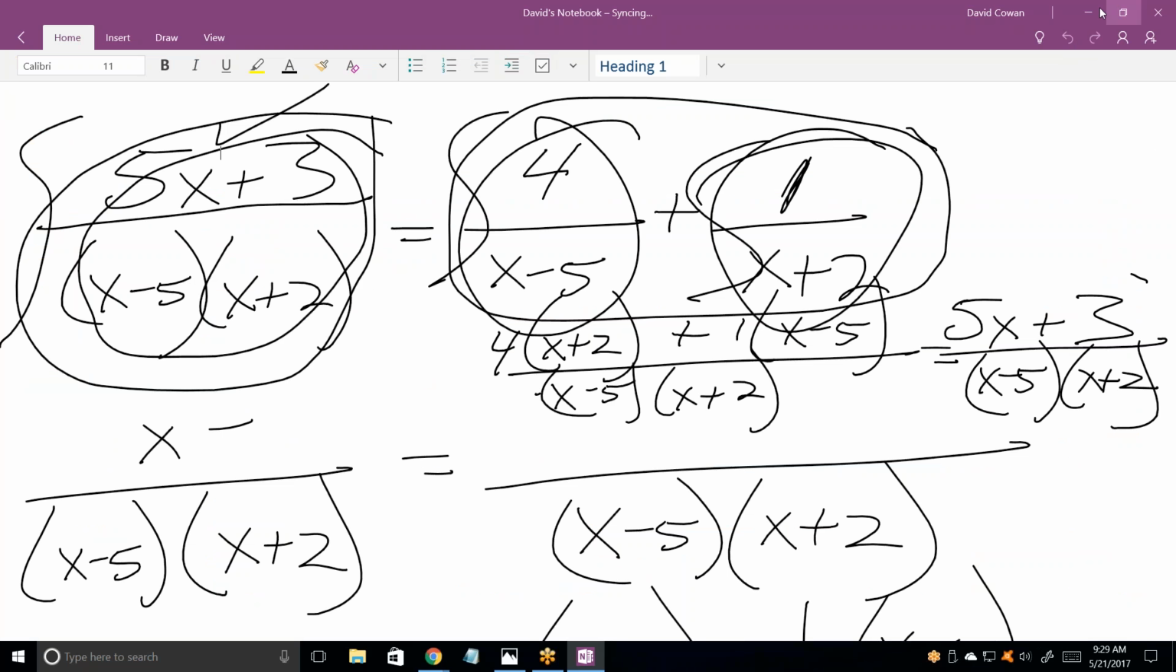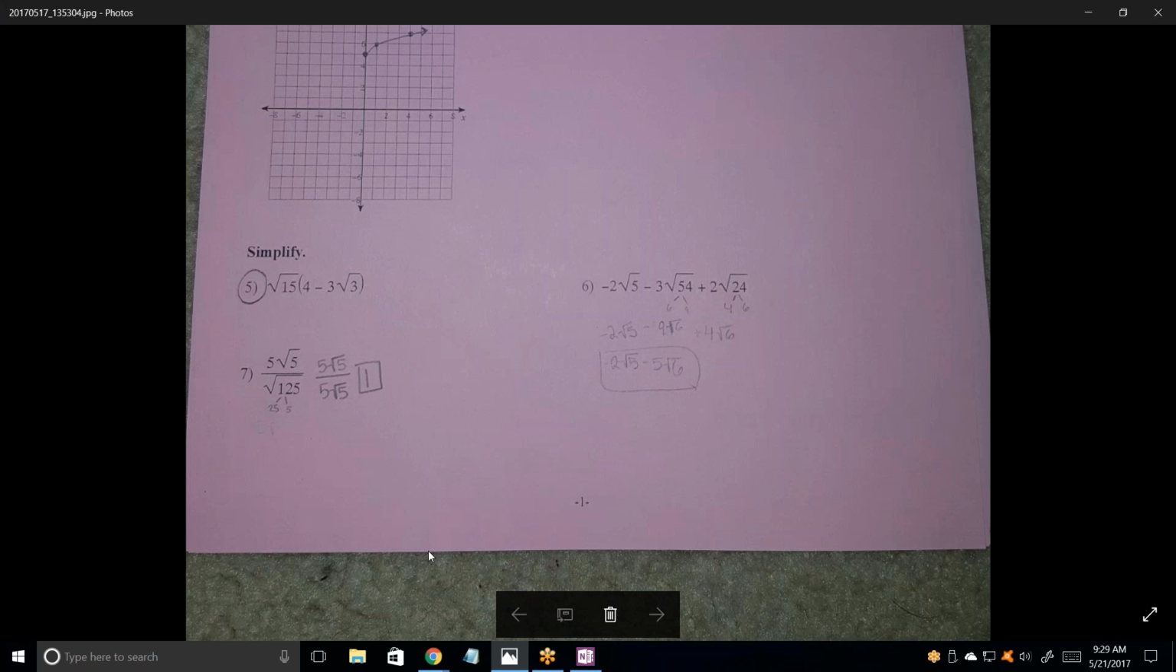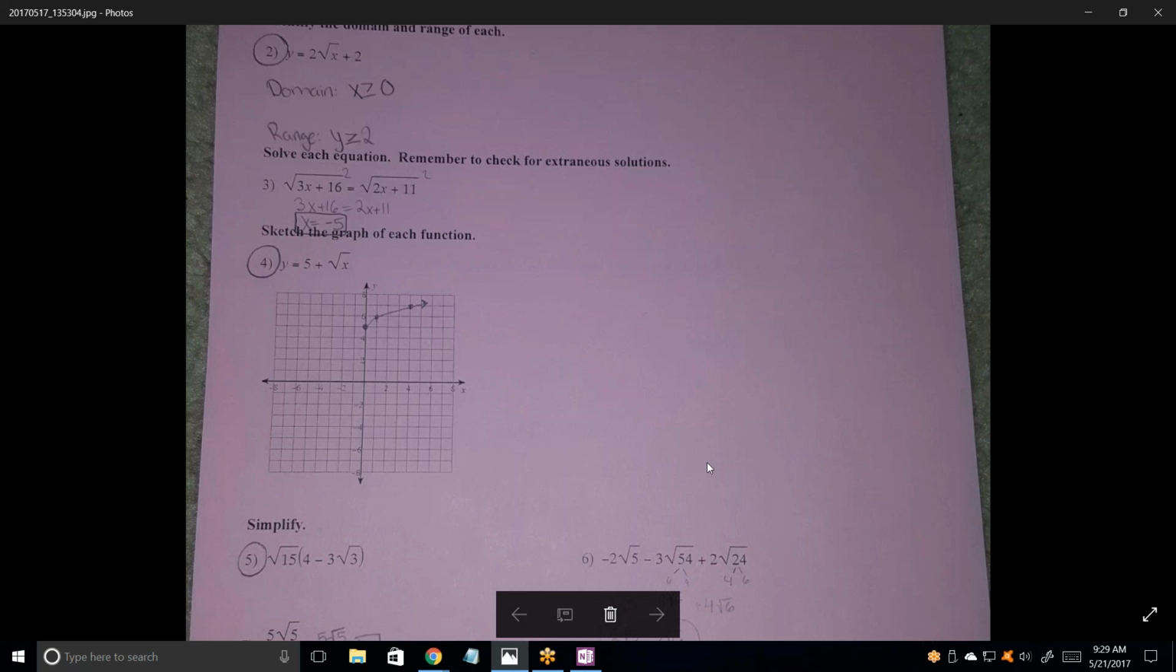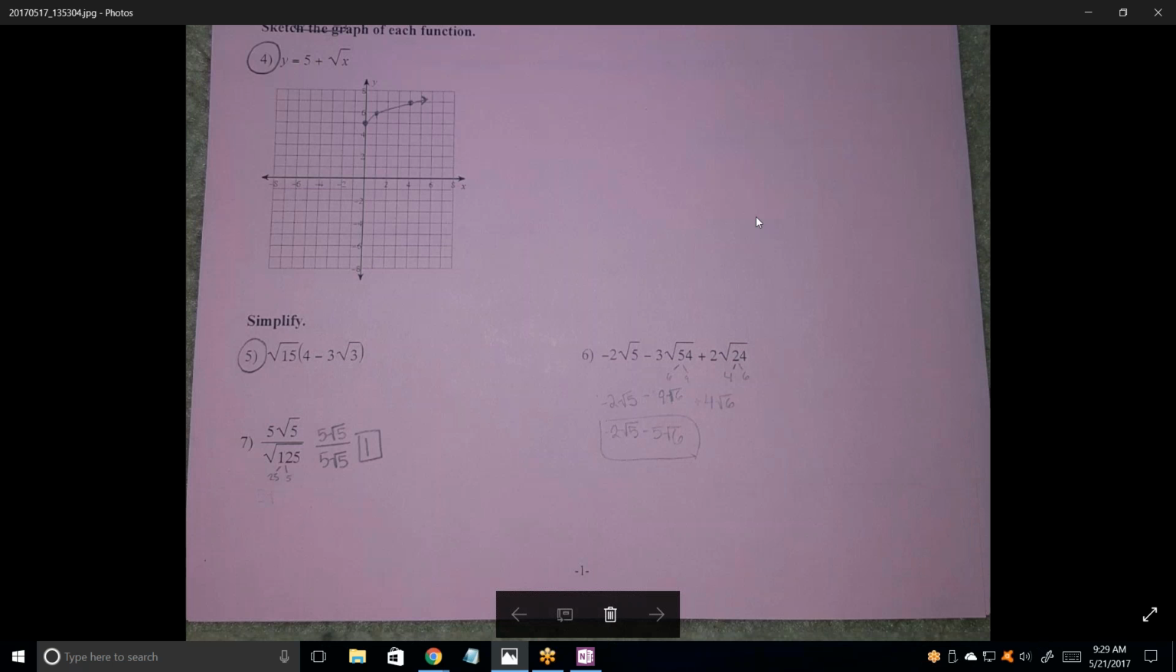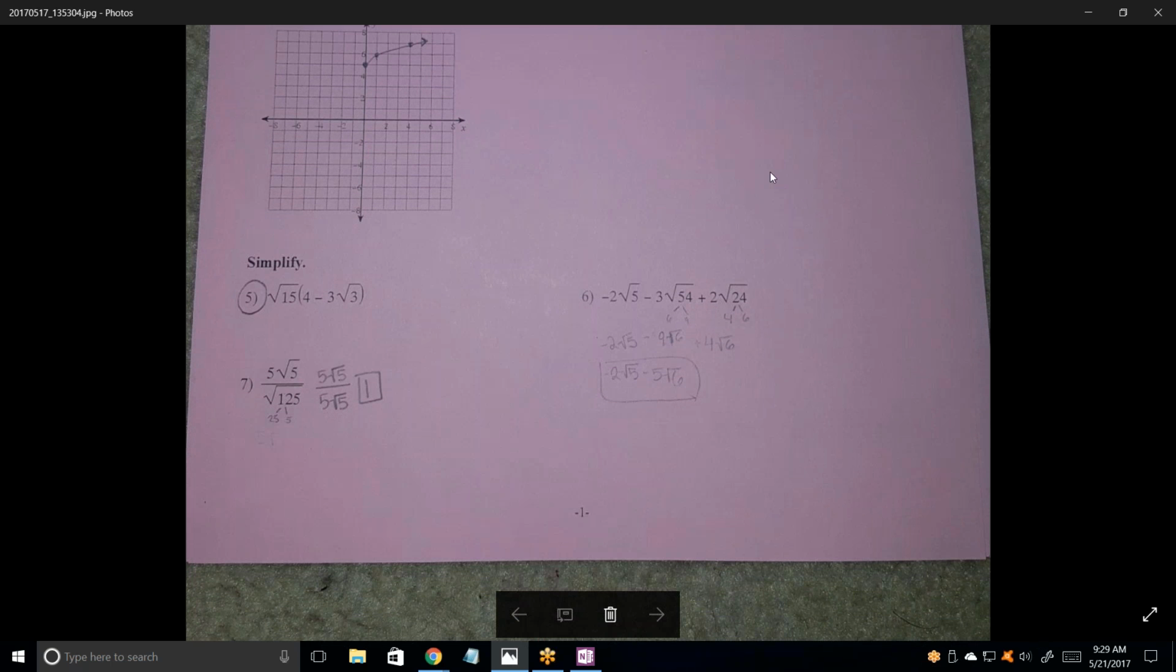So, what kind of material? I got this one paper from you. This one here? Yep, that was the one we were looking at last time. There's a few other pages in there, but I've done the majority of it already. I just had a few questions for it. Do you have any questions on this one?